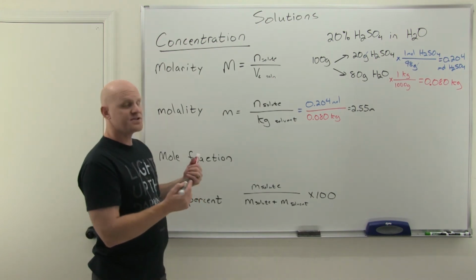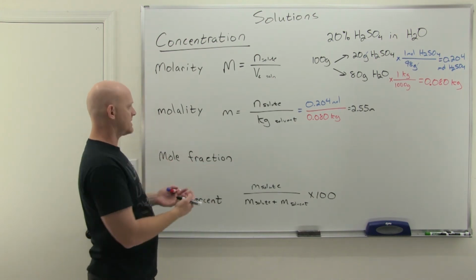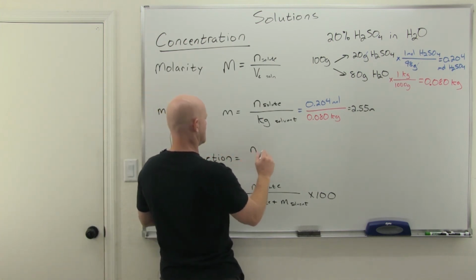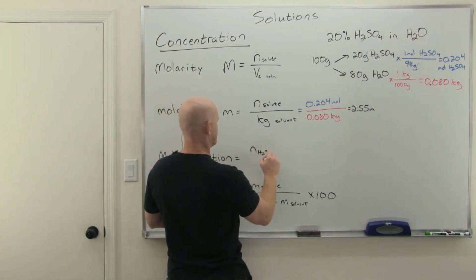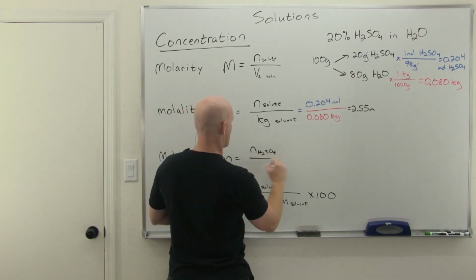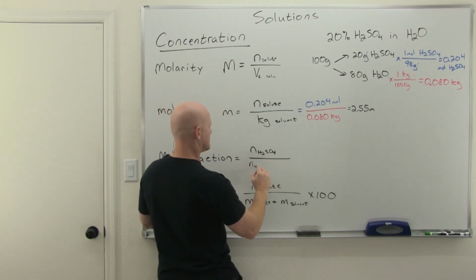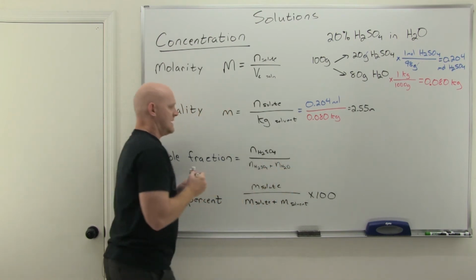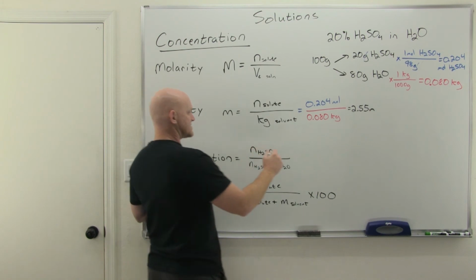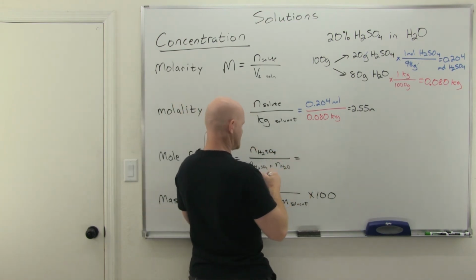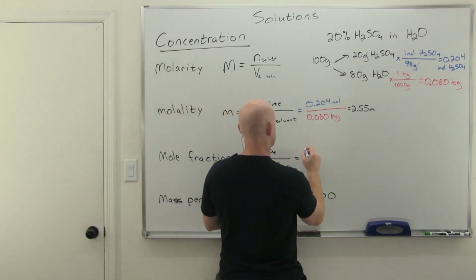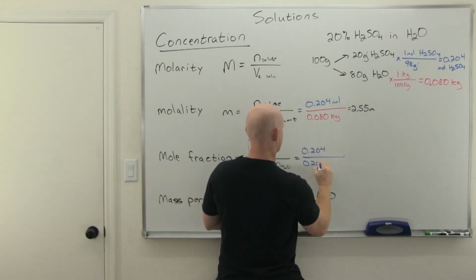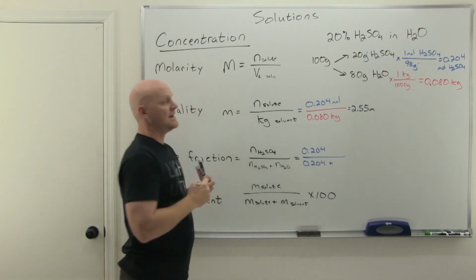Our mole fraction, again, is just the fraction of the moles that are our solute. In this case, the formula is moles of H2SO4 over the total number of moles, which incorporates the H2SO4 and the water. We already know the moles of H2SO4 is that 0.204. But we're going to divide that by the moles of H2SO4 plus, and now we need the moles of water.